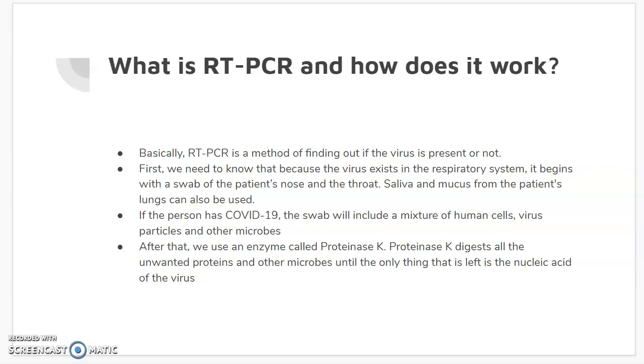After that, we use an enzyme called proteinase K. Proteinase K digests all the unwanted proteins and other microbes until the only thing that is left is the nucleic acid of the virus. Nucleic acid is a collective term for DNA and RNA. DNA is the genetic material in our body and RNA is similar to DNA.